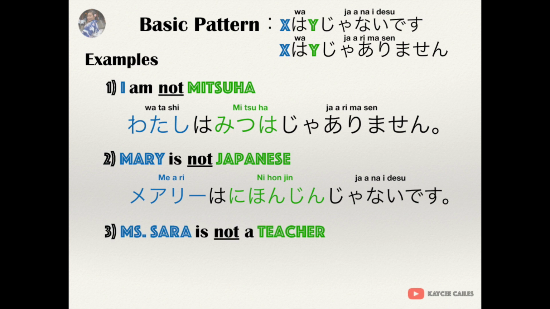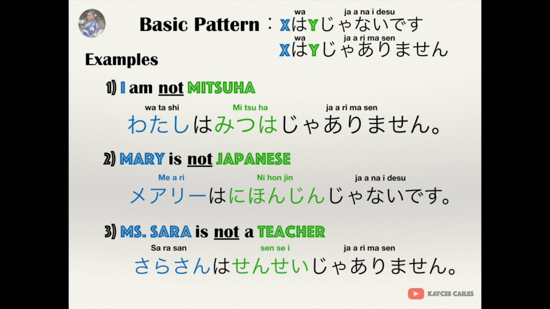Third and last example for this lesson is Miss Sarah is not a teacher. Miss Sarah in Japanese is Sara-san. Teacher is sensei. To complete the sentence, it's Sara-san wa sensei ja arimasen or Sara-san wa sensei janai desu. Miss Sarah is not a teacher.